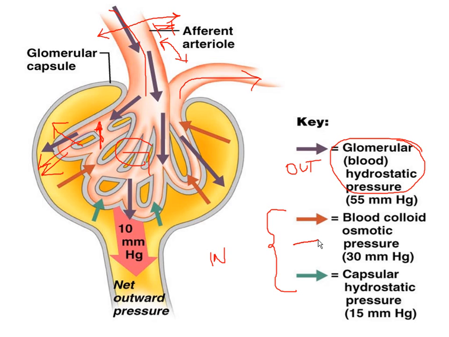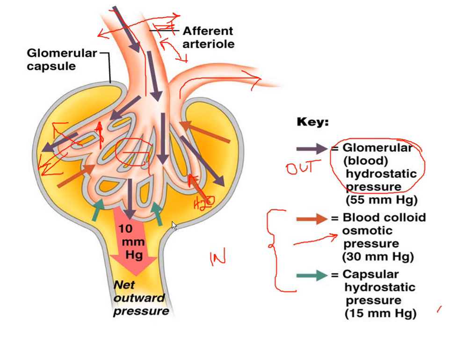One of them is due to the fact that there's proteins inside the blood, and the proteins are too big, they're never coming out, but they draw water toward them. So imagine water molecules being drawn into or attracted into the glomerulus. That force is called the blood colloid osmotic pressure.